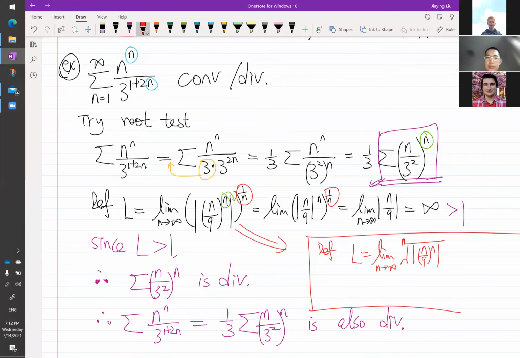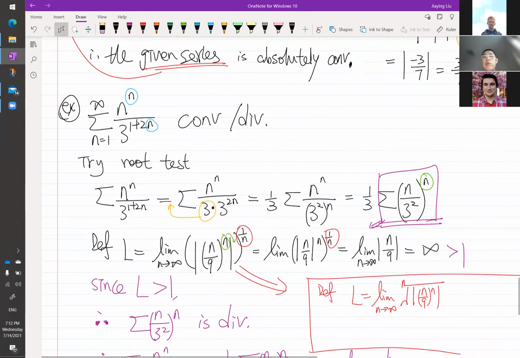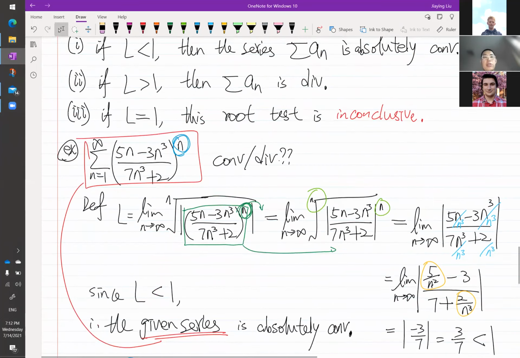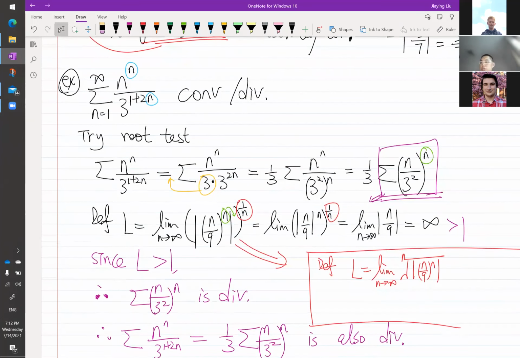So once we have the limit as n goes to infinity of n over 9 to the n power, you're able to apply that rule of the root test. And okay, that goes to infinity, which is more than 1. Therefore, the series is divergent. That's what the root test tells us.